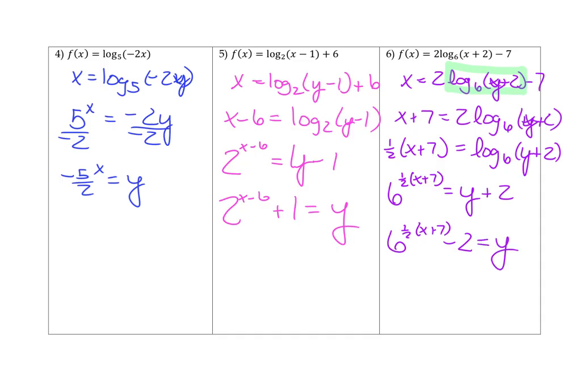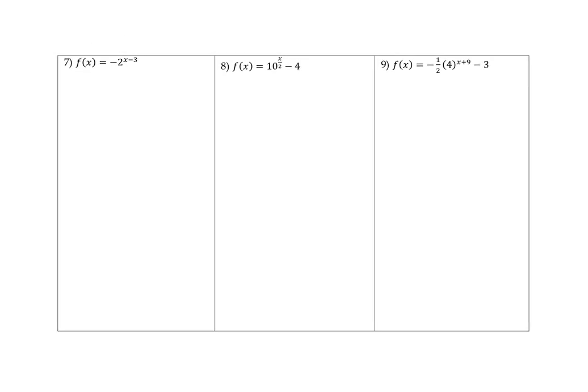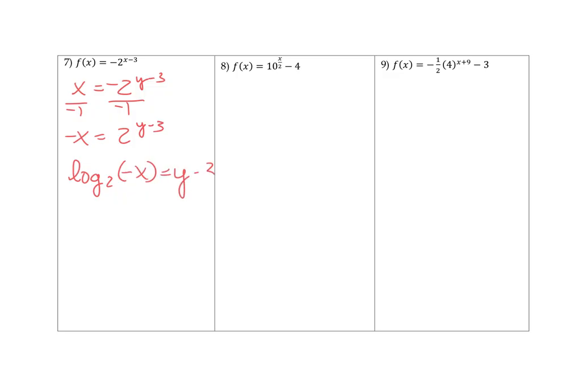And there's my inverse. Okay, now we're going to start with exponents, and we're going to go to log. Same exact thing. Where y is, I'm going to put an x, and where x is, I'm going to put a y. I've got to isolate by dividing by negative 1. So negative x equals 2 to the y minus 3. Now we're going to go to logarithmic form. So log base 2 of negative x equals y minus 3.